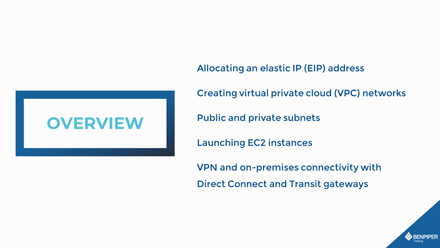All right, in this lesson, we're going to cover allocating and assigning elastic IP addresses, which are persistent public IP addresses. We'll then dive into creating a VPC, creating public and private subnets, and launching instances into those public and private subnets. Finally, we'll discuss options for connecting your VPCs to your on-premises networks using Direct Connect and transit gateways. It's a lot to cover. Are you ready? Let's get started.